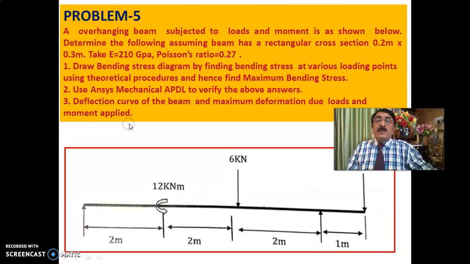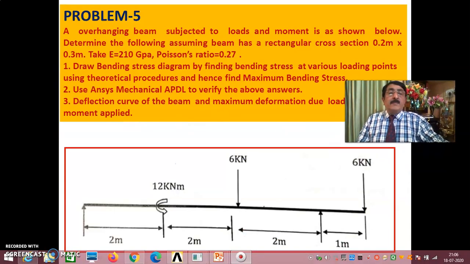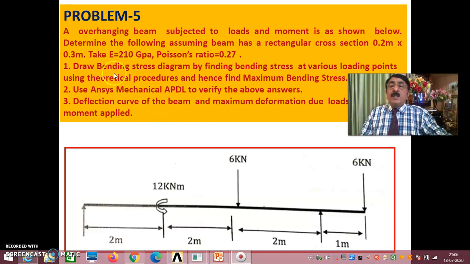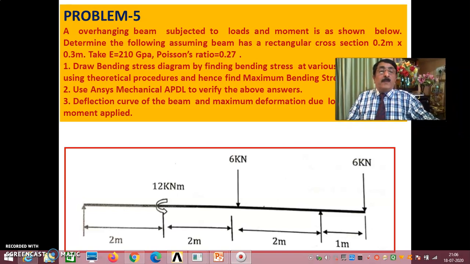See here, the problem is same. Same problem, 0.2, 0.3 cross section, overhanging beam. Here, the question is, draw the bending stress diagram by finding bending stress at various loading points using theoretical procedure and hence find maximum bending stress. Use Ansys Mechanical APDL to verify the above answers and find the deflection curve of the beam and maximum deformation due to loads and moment applied.